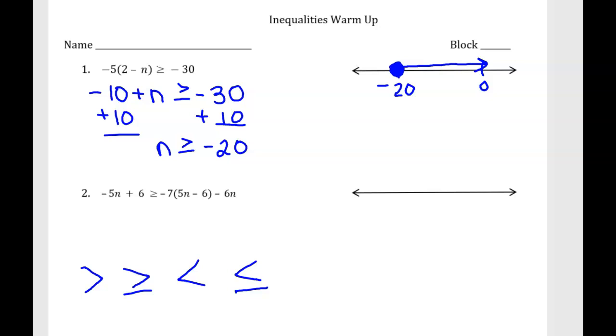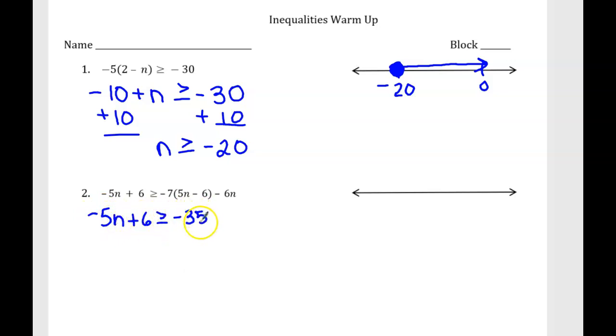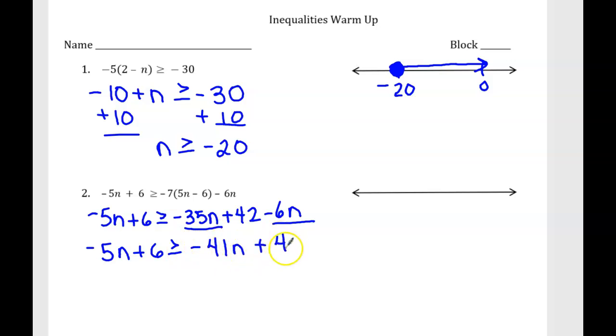All right, if I look at number two, we're going to start out and, just like we solve an equation, we're going to distribute first, okay? So I've got negative 5n plus 6 is greater than or equal to negative 35n plus 42 minus 6n. Okay, so I started out and now I'm going to combine my like terms. So when I do that, I've got negative 5n plus 6 is greater than or equal to, and this is going to be a negative 41n plus 42.